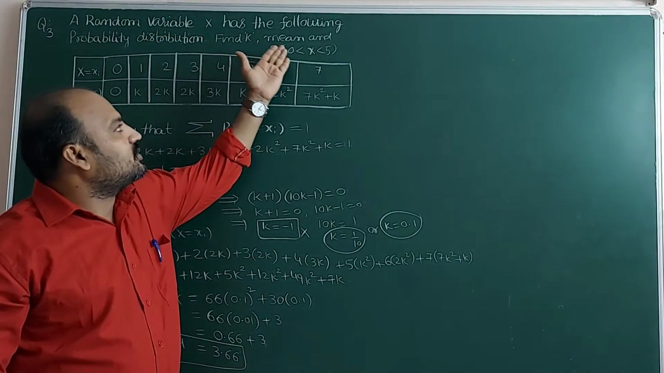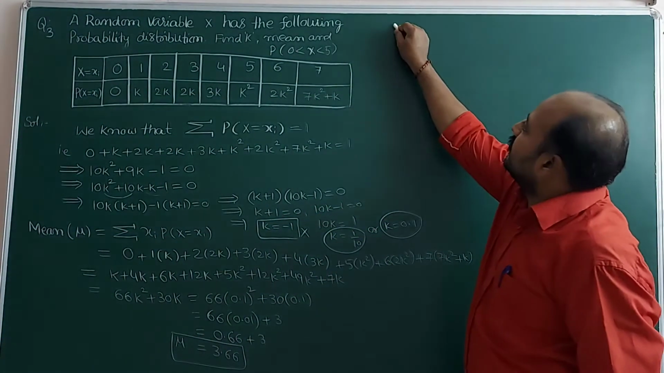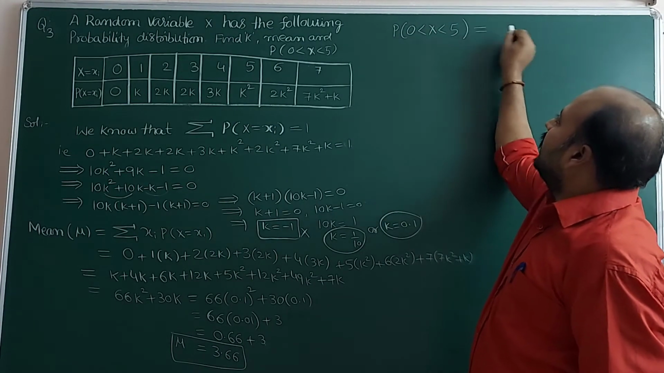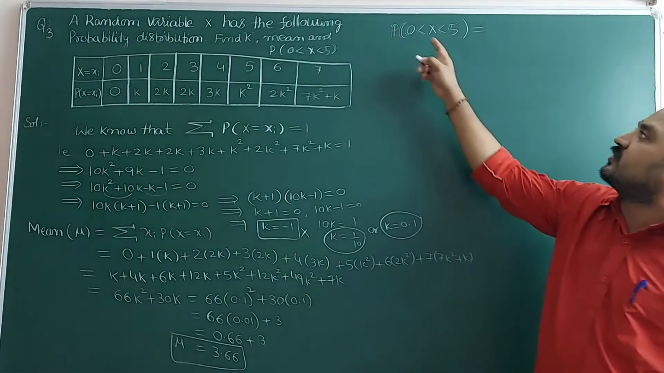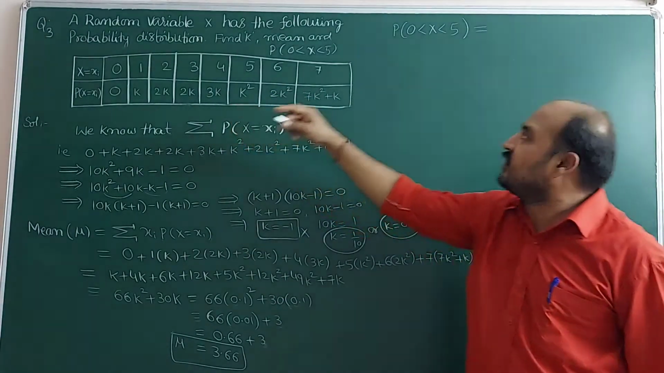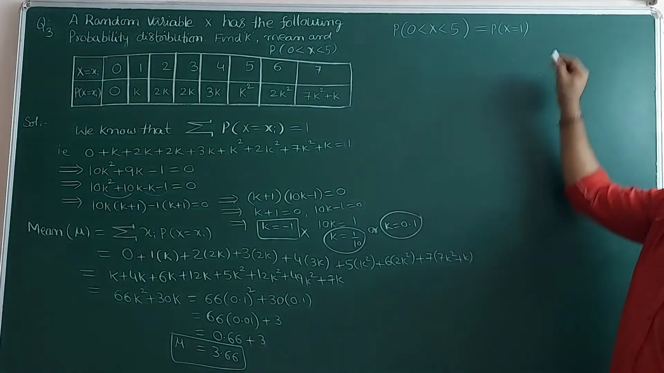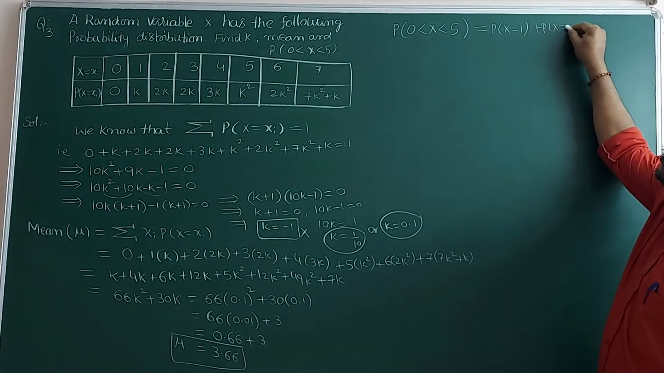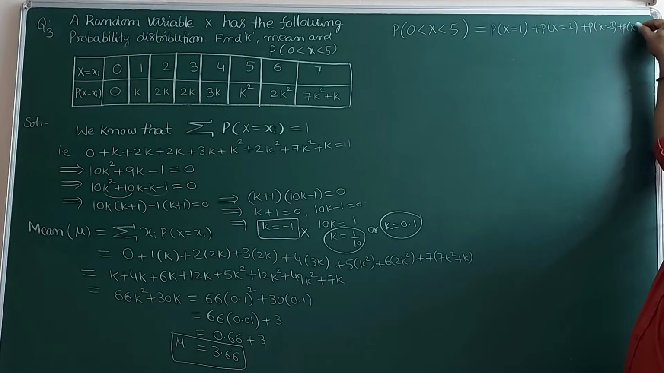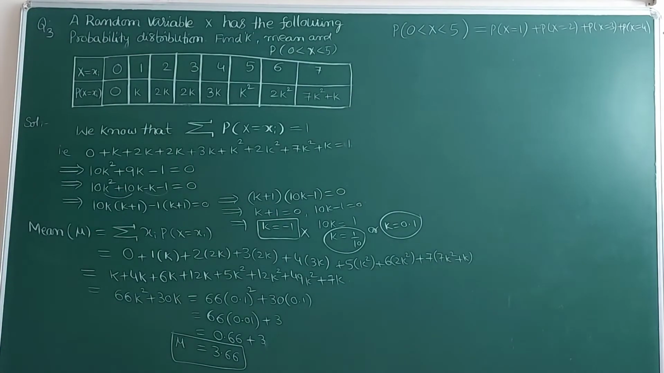Next they are asking P of 0 less than x less than 5. So observe dear students, that means the values which lie between 0 and 5. What values are there between 0 and 5? 1, 2, 3, 4 only. So here we need to write P of x equal to 1 plus P of x equal to 2 plus P of x equal to 3 plus P of x equal to 4. These values represent P of 0 less than x less than 5.